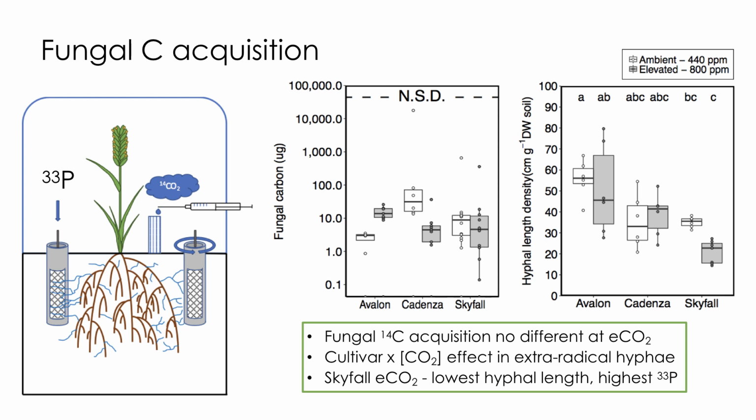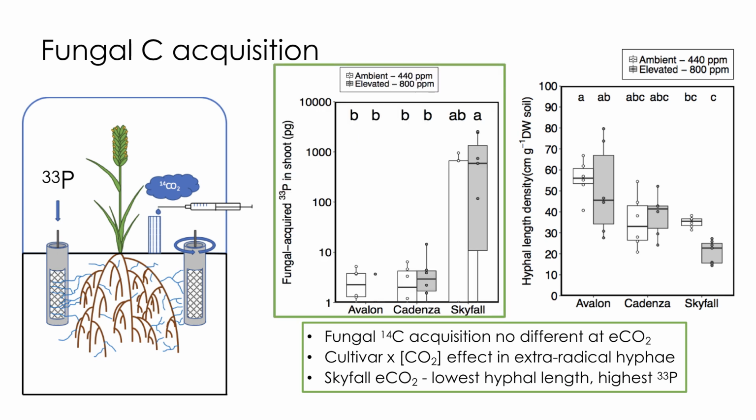And if we go back to that previous graph I showed of phosphorus uptake via the mycorrhiza, you can see this disconnect between the amount of phosphorus that Skyfall is getting from its fungi and the amount of fungi that Skyfall is supporting. So it seems like it's getting the most benefit off the smallest amount of extra radical mycelium in the soil there.